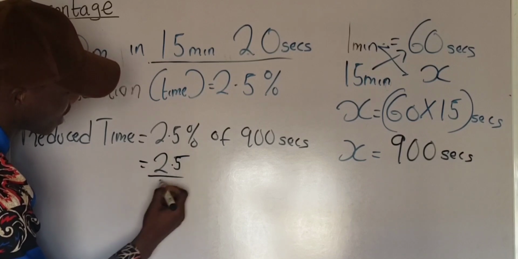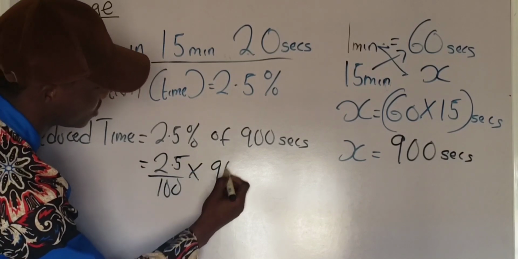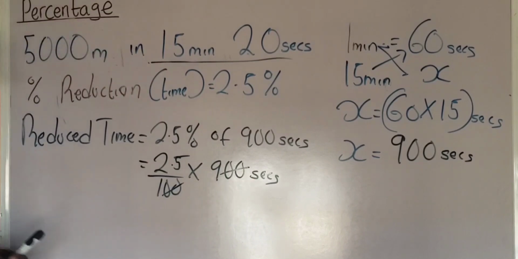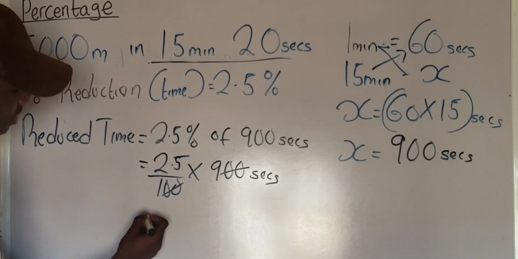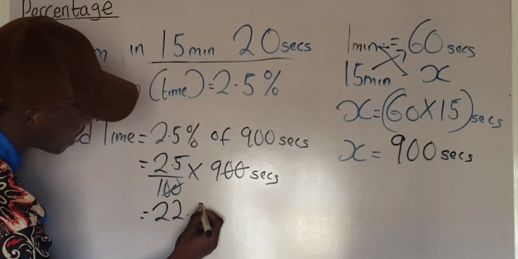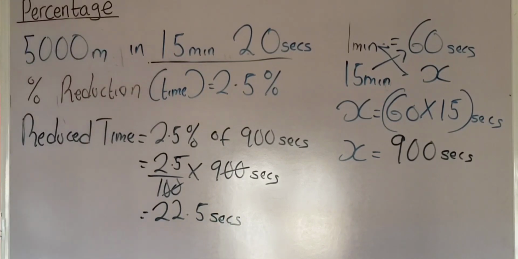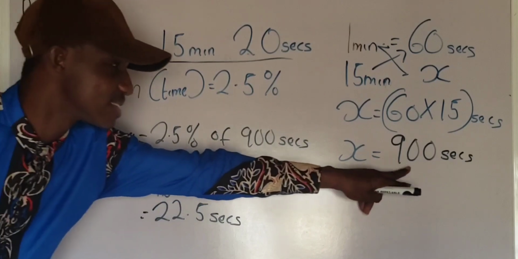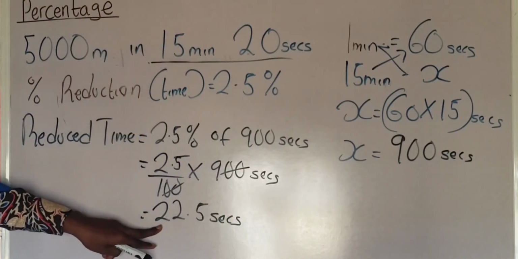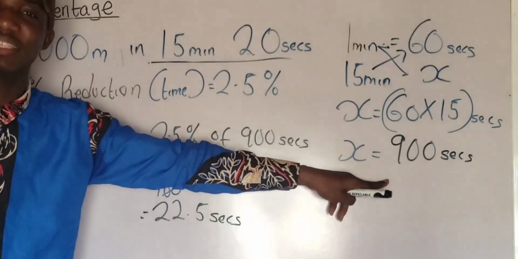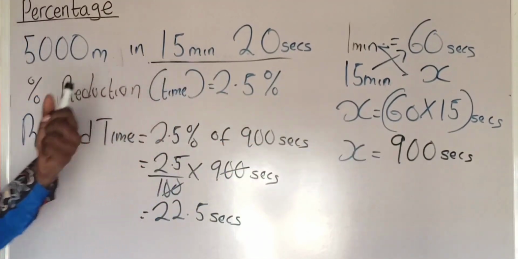2.5 over 100 multiplied by 900 seconds. Okay? So this will cancel this. So 2.5 multiplied by 9, that is 22.5 seconds. So this is the reduction in time. This time is reduced by this, so we can get the new time by subtracting this from the initial time that was used to run the race before.